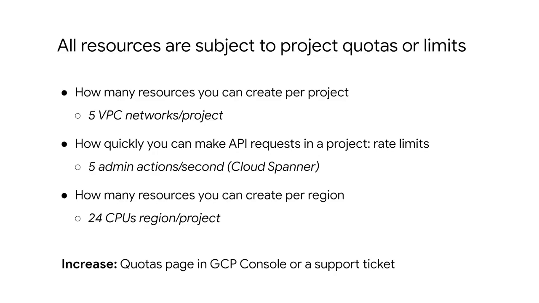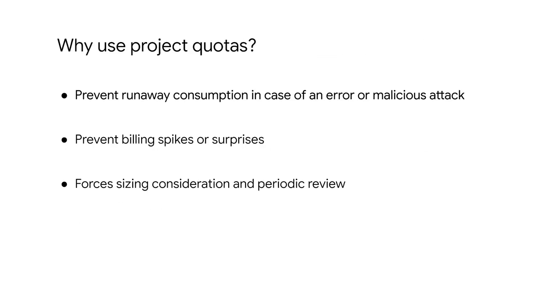If quotas can be changed, why do they exist? Project quotas prevent runaway consumption in case of an error or malicious attack. For example, imagine you accidentally create 100 instances instead of 10 compute engine instances using the gcloud command line. Quotas also prevent billing spikes or surprises. Quotas are related to billing, but we will go through how to set up budgets and alerts later, which will really help you manage billing.